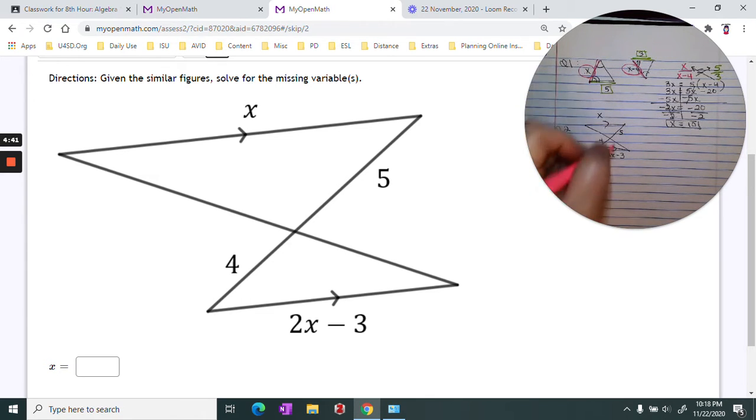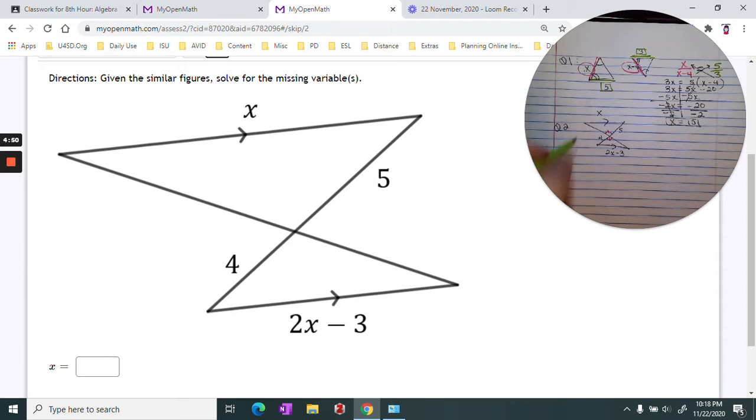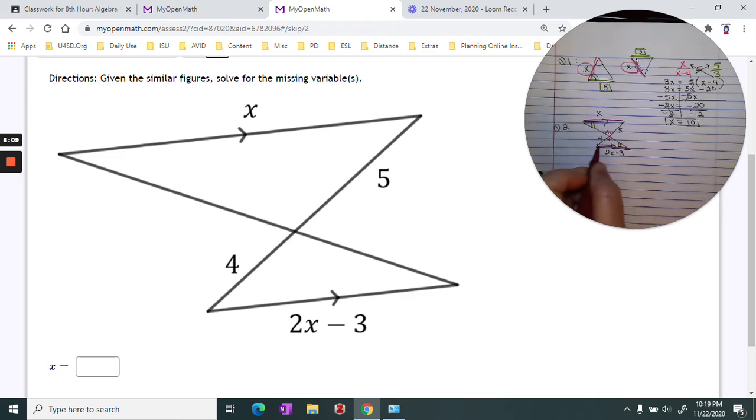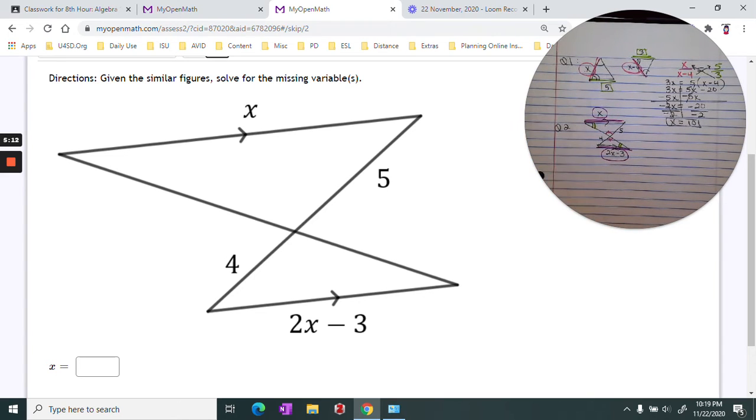Now you may notice we've got some vertical angles in the mix here that I know are equal. We've got some parallel lines, so I know that my alternate interior angles are congruent. So my triangles are similar by angle-angle similarity, right? And now I have some structure I can work with to figure out my corresponding sides. My parallels match up, so my x and my 2x minus 3 go together. And then my 4 and my 5 go together.